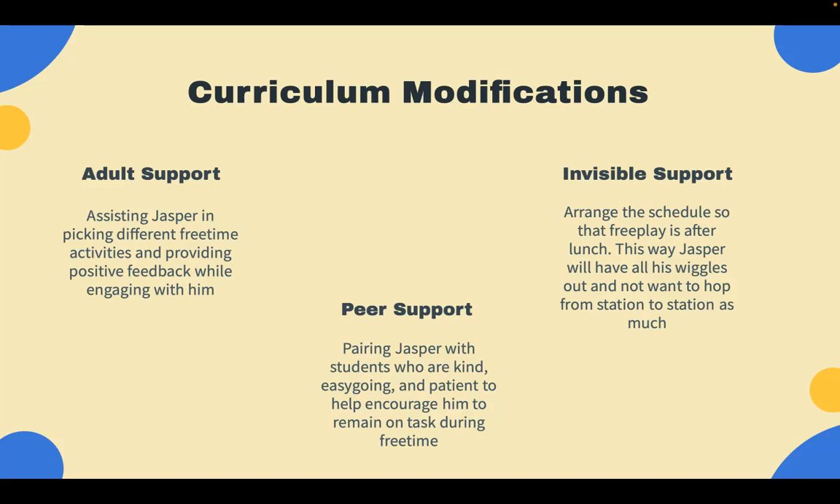The last curriculum modification that we utilized with Jasper was an invisible support. So we would arrange the schedule so that free play was after lunch. This way, Jasper had all of his wiggles out and didn't want to hop from station to station as much. He had more of the ability to focus and didn't feel the need to run or jump or use those gross motor skills.